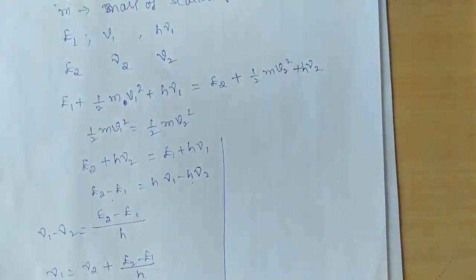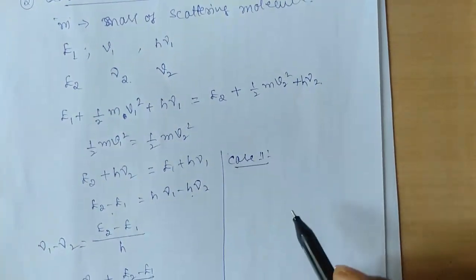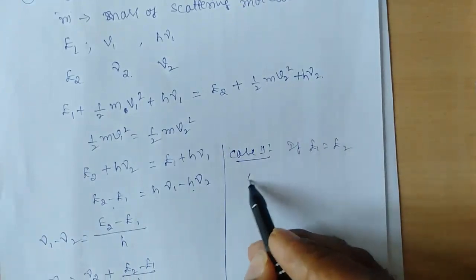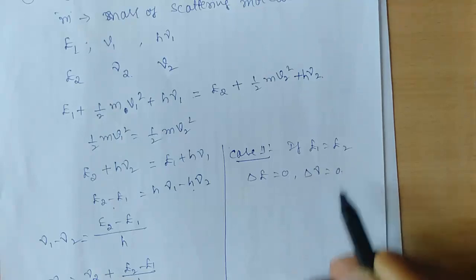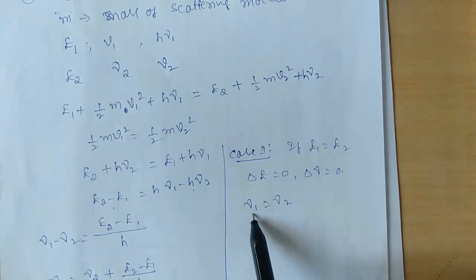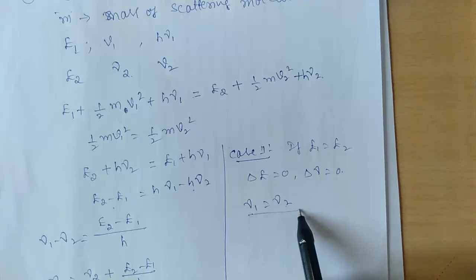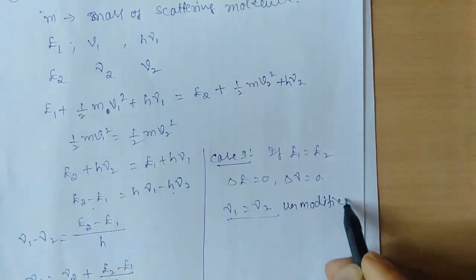Now let us see the different cases related to this. If E1 is equal to E2, then delta E is equal to 0, or delta nu is equal to 0, that is nu1 is equal to nu2. Here nu1 is the frequency of the incident light and nu2 is the frequency of the scattered light. Therefore if there is no change in the frequency, there is no change in the wavelength. So definitely this corresponds to the unmodified line or the original line.